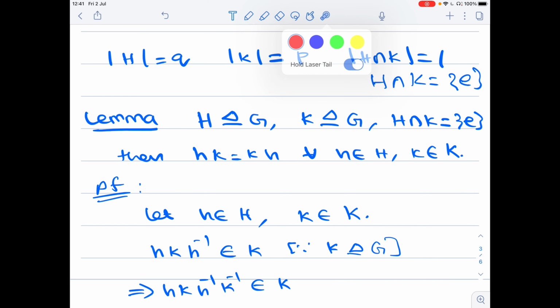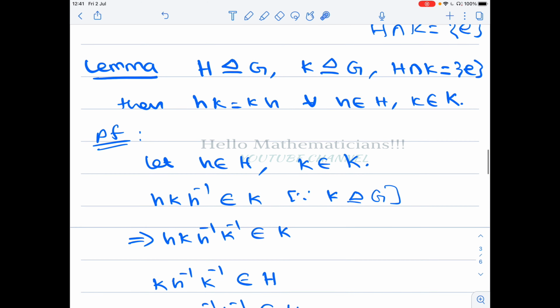Okay, let's continue. If you have two normal subgroups whose intersection is the identity, then every element of here commutes with every element of here: hk equals kh for all h in H and k in K. That is the lemma. Let's prove it.